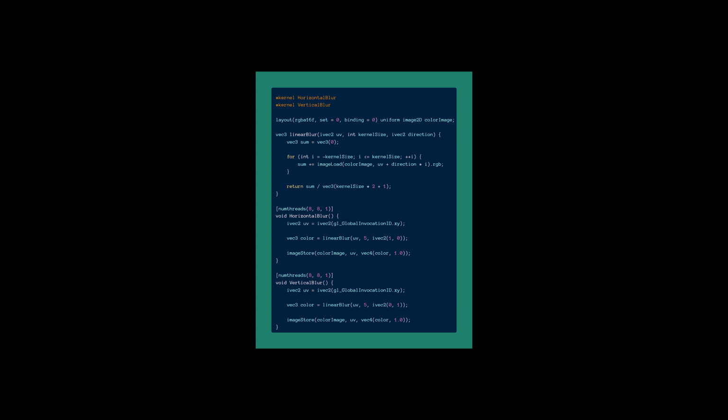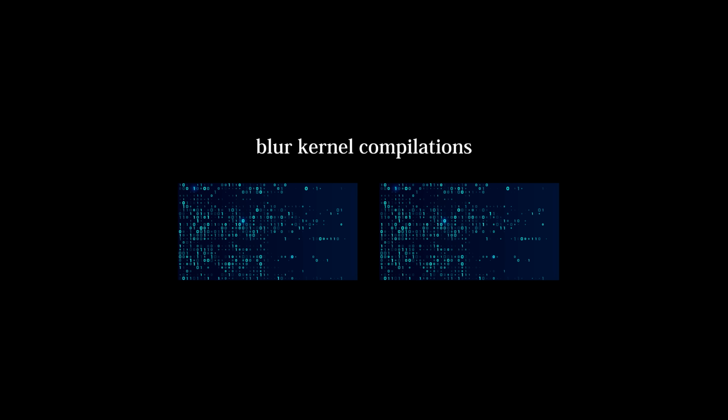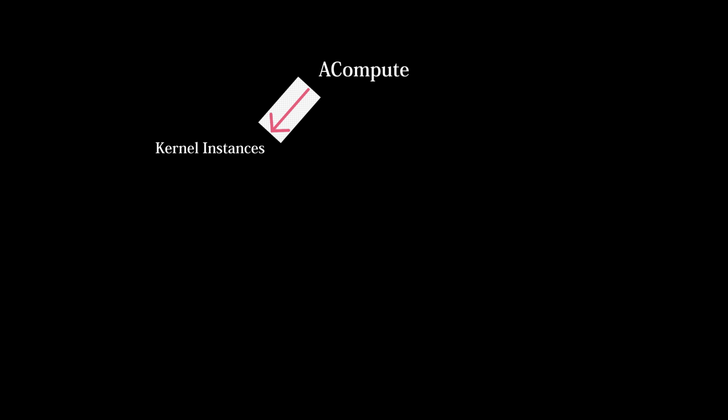As we decided earlier, our class will be named aCompute. Its constructor will take the file name of the compute shader we want to use. In this example, our file is named blur.acompute, so we pass blur as a string to the constructor. On construction, we pass the file name over to the global shader compiler to retrieve the associated kernel compilations, which we create unique shader pipeline instances with.